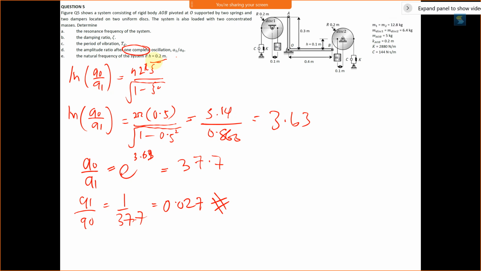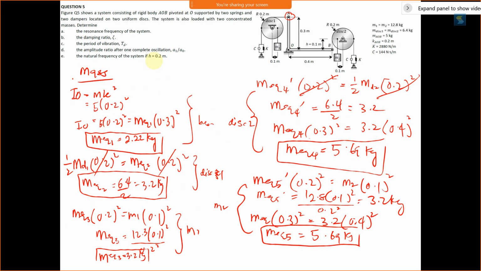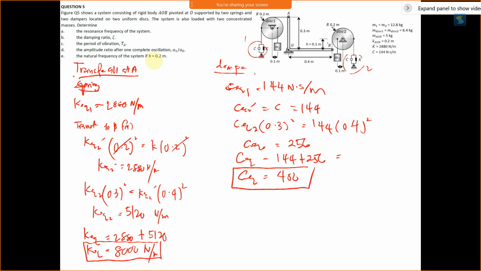M equivalent kecil. What is our natural frequency if we change our vertical H tu kepada 0.2? Dia berubah ke tak natural frequency? Bila tak kita tengok, we look at back our working stat over here, ada tak kita masukkan nilai H 0.1 meter dekat equation? Tak ada kan?